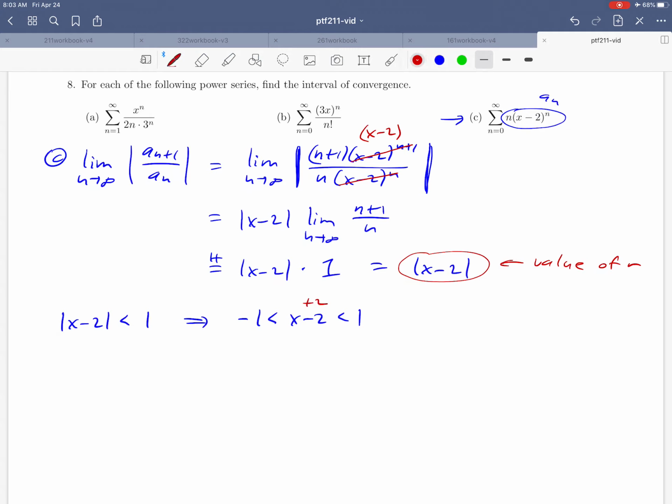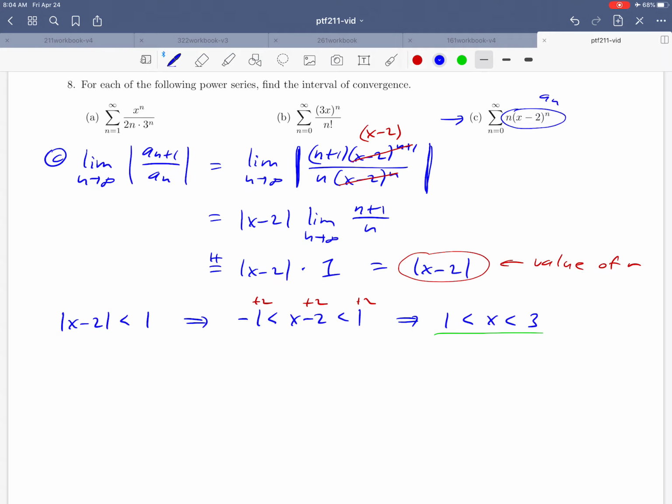To solve that for x, we can just add through by 2. That's going to turn into negative 1 plus 2 on the left, which gives us a 1, is less than x, is less than 1 plus 2, which is 3. And so what we know is that this interval, x values between 1 and 3, those are x values for which this series is guaranteed to converge.